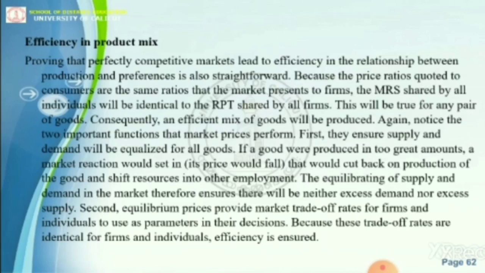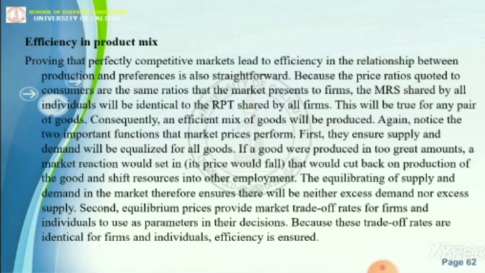Providing that perfectly competitive markets lead to efficiency in the relationship between production and preferences is also straightforward, because the price ratio quoted to consumers is the same ratio that the market presents to firms. The MRS, that means marginal rate of substitution, shared by all individuals will be identical to the RPT shared by all firms. This will be true for any pair of goods. Consequently, an efficient mix of goods will be produced.